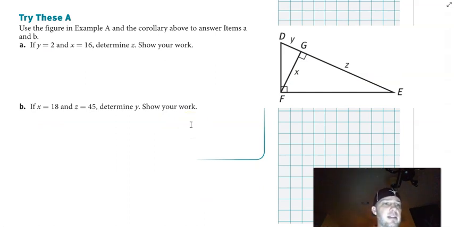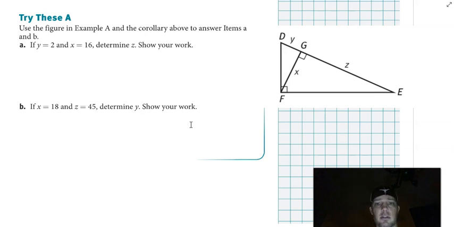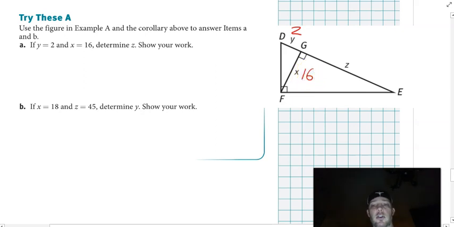So it says, in the figure in example A, this is the figure over here from example A, use the corollaries above to solve. So if y equals 2 and x equals 16, then determine z and show your work. So this is the piece we're solving for.